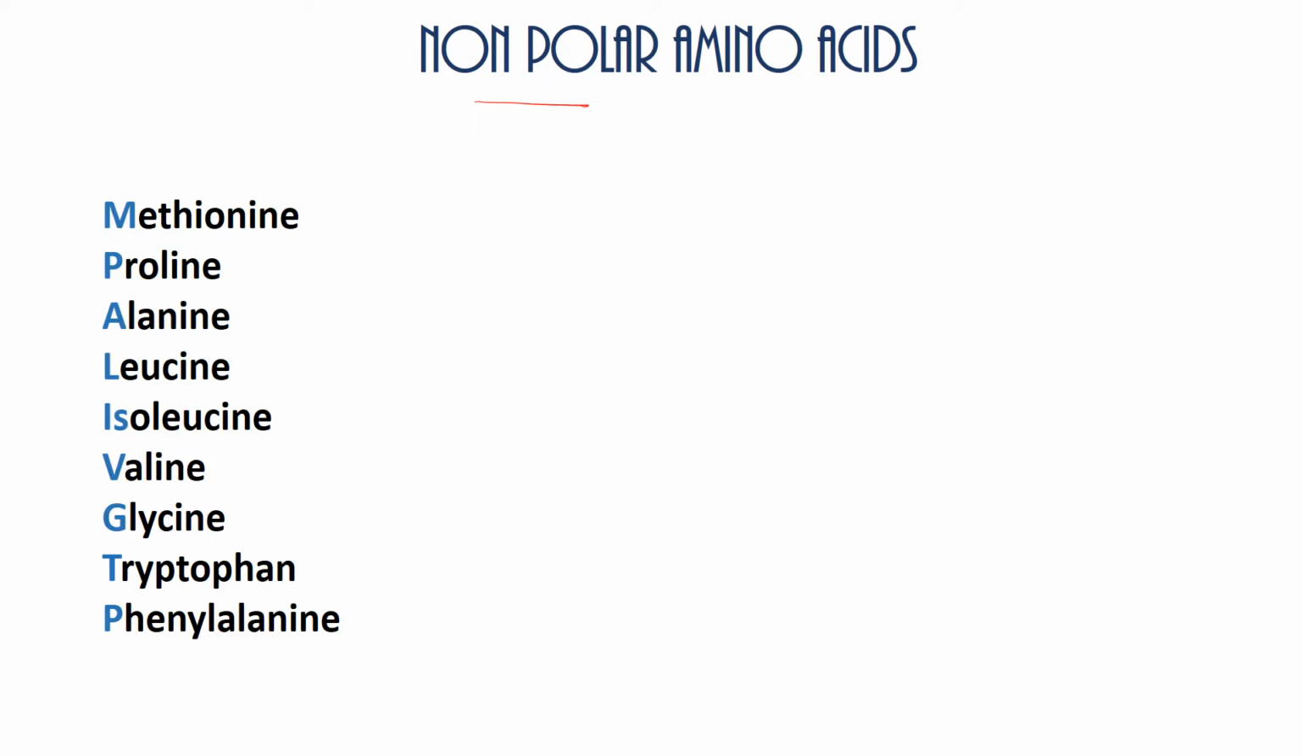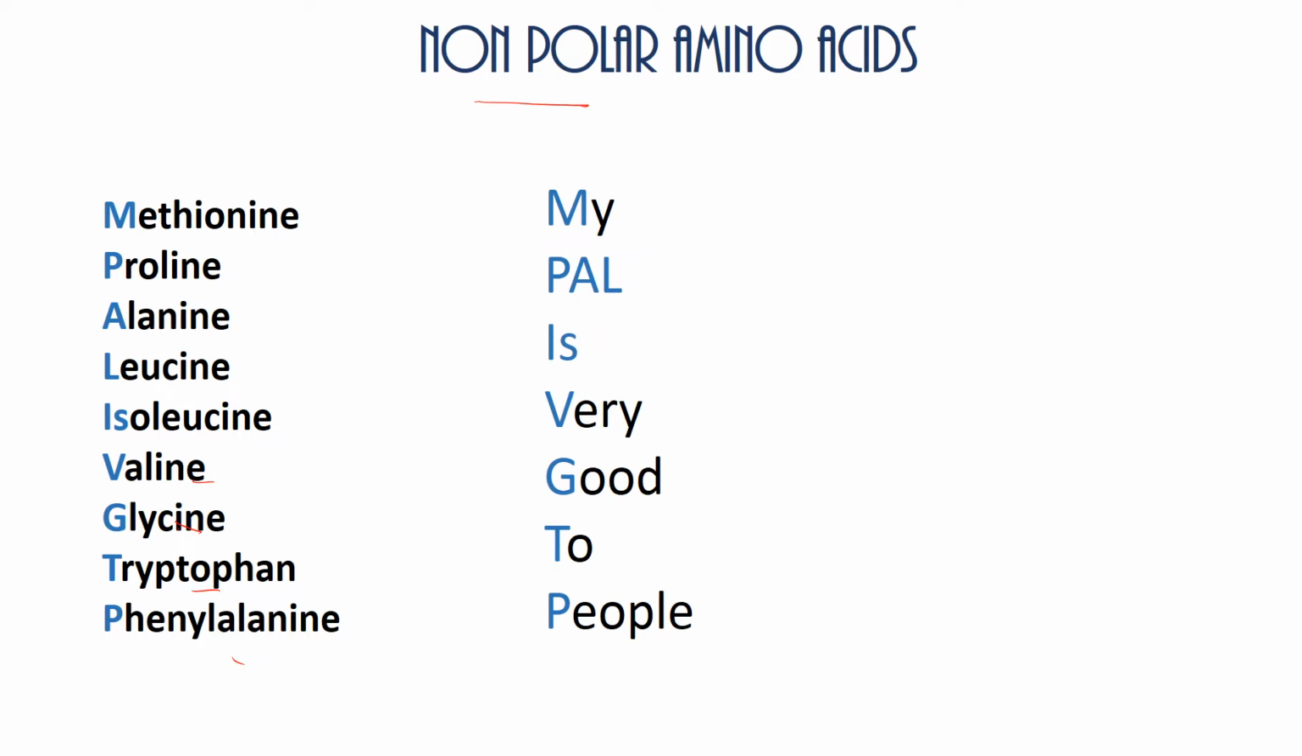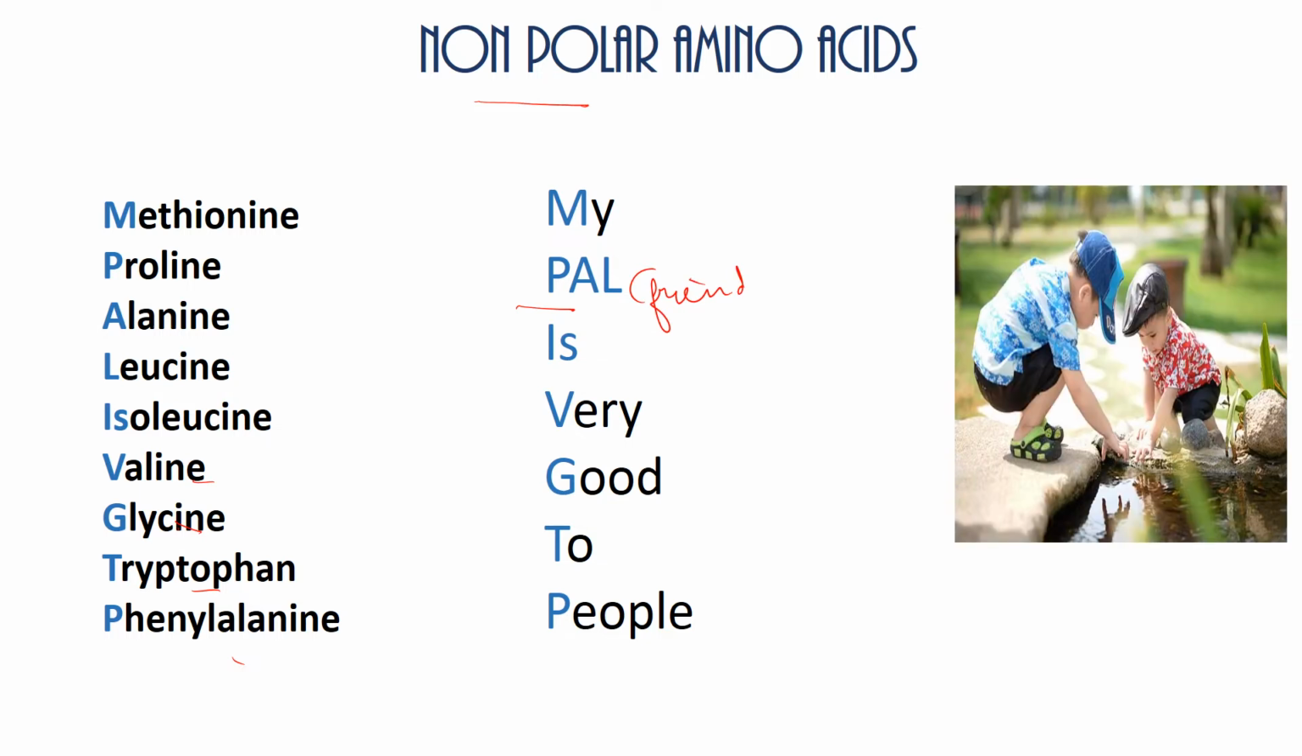The first trick is for non-polar amino acids. Non-polar amino acids are methionine, proline, alanine, leucine, isoleucine, valine, glycine, tryptophan, and phenylalanine. For this, the trick is: my pal is very good to people. Pal in English means friend, so my friend is very good to people. From my, it's methionine; from pal, P is proline; A is alanine; L is leucine; from is, it's isoleucine; from very, V is valine; from good, G is glycine; from to, T is tryptophan; and from people, P is phenylalanine. So in just one sentence you are able to remember all the non-polar amino acids.